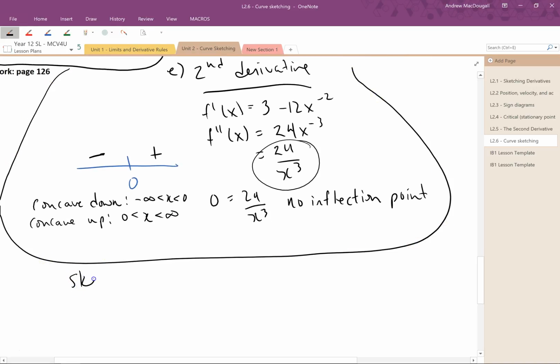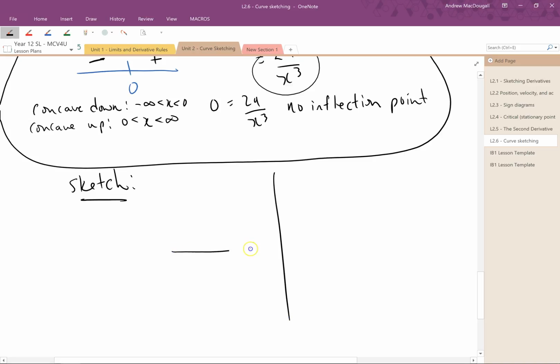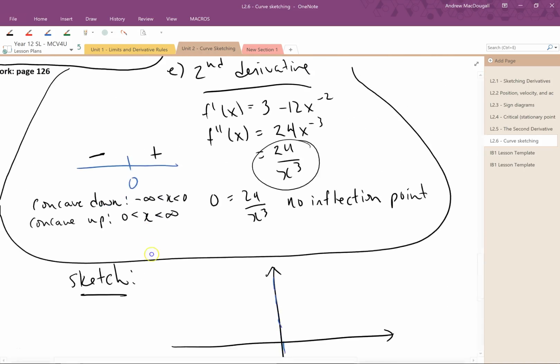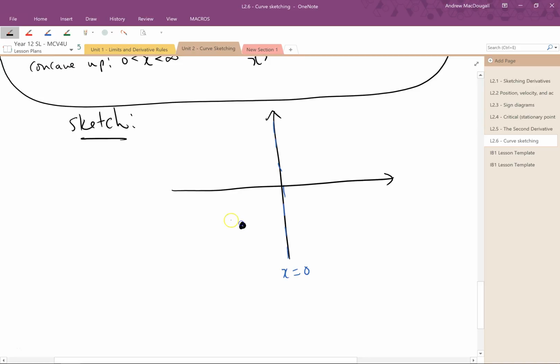So let's sketch. I'll draw some axes. We have no x-intercept, we have no y-intercept. We know we have a vertical asymptote at x equals 0, and we have no horizontal asymptote. So let's plot our maxima and minima. The maximum is at negative 2, negative 12, and the minimum is at 2, 12. These are local maxes and mins.